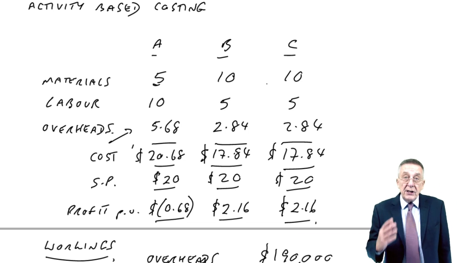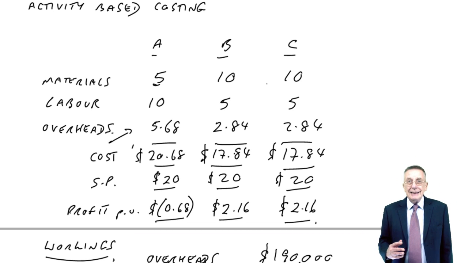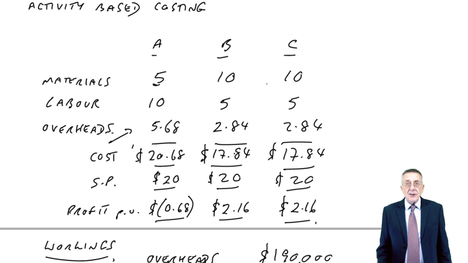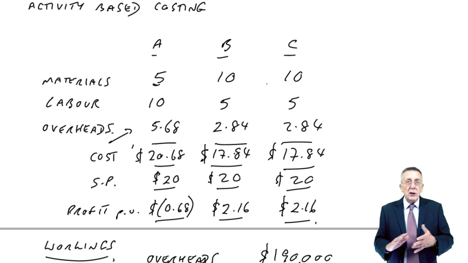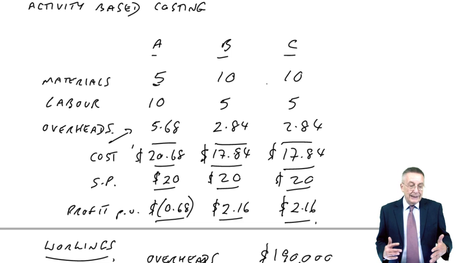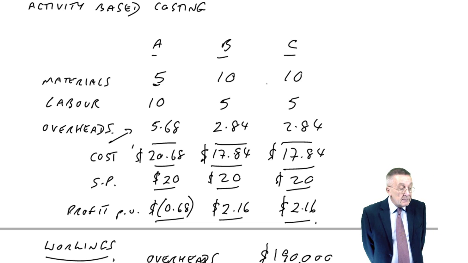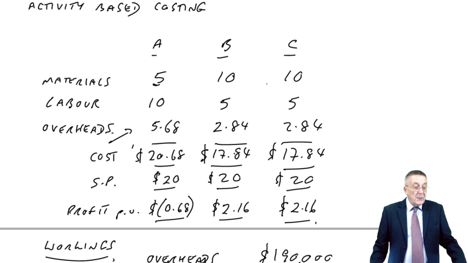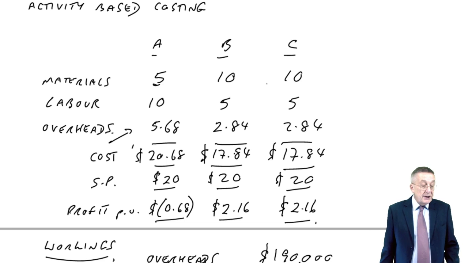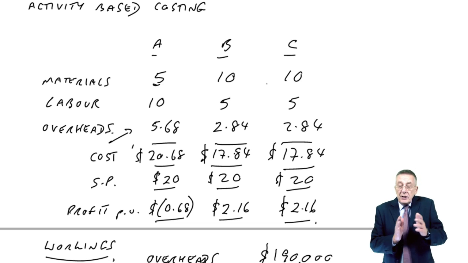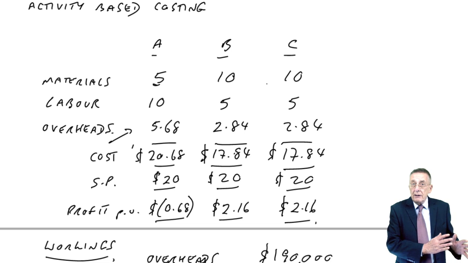Now, that's what you might call the traditional way of costing. Again, that's what we did in paper F2. But although we've absorbed the overheads, we've taken no account of what the overheads actually relate to. If you look back at the question, overheads are 190,000, true, but some of them relate to setting up the machines, some to receiving materials, some to dispatching and delivering, and some to machining. There are different types of overheads involved.